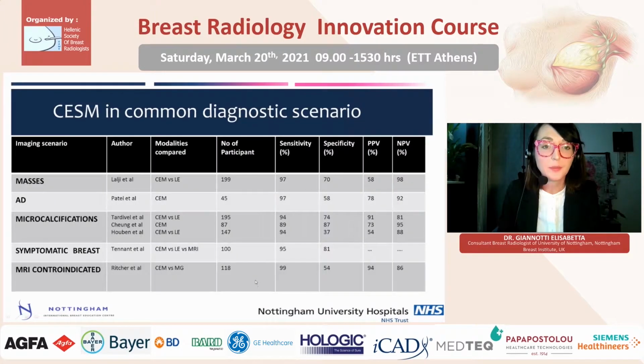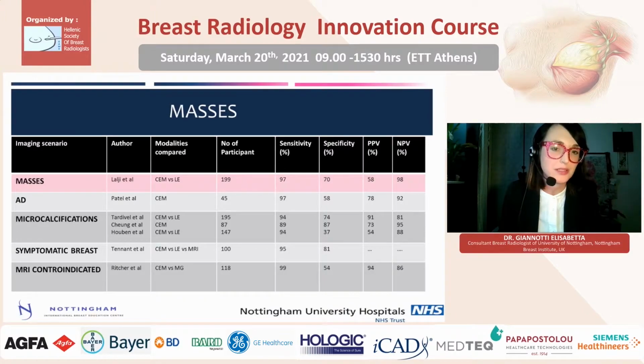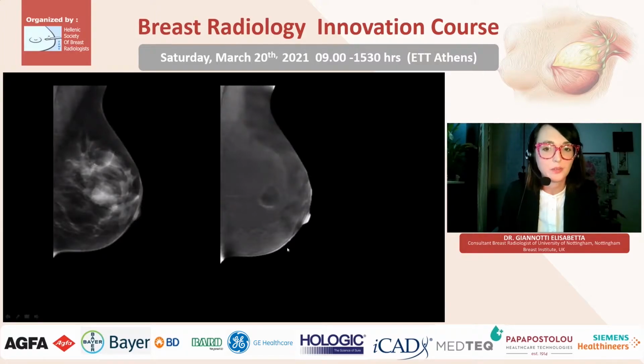So what about some cases? I would like to present some cases differentiated by diagnostic scenario. The first one is masses. We can see that for masses, contrast mammography outperforms standard mammogram in terms of sensitivity and specificity. And why do I talk about specificity as well? Because when we have a well-defined mass centrally in the breast, if there is a lack of the typical rim enhancement as we are used to seeing in our MRI scan, it means that it's a cyst. So it gives us more information than the standard mammogram.